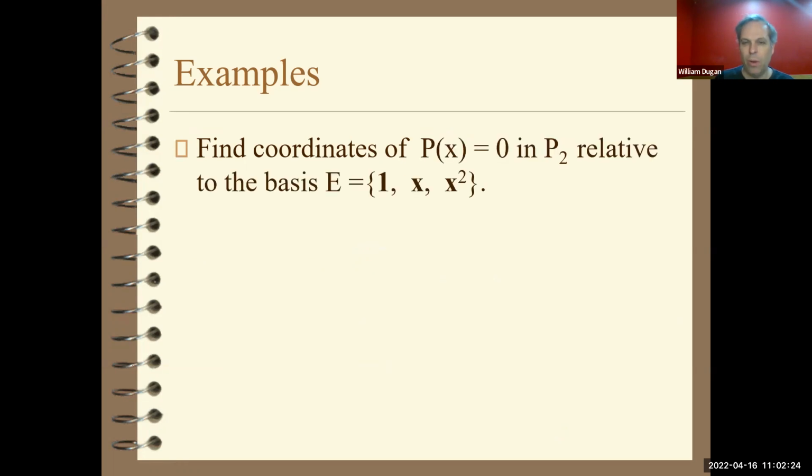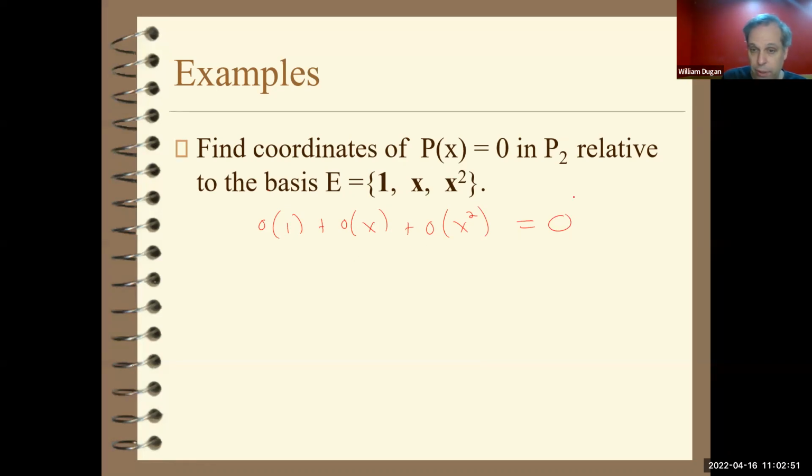Okay, so let's do another one. What if I wanted to know what are the coordinates of the zero vector, the zero polynomial, in the set of polynomials of degree 2 or less? Well, notice though that if you want to, you could take 0 times the vector 1 plus 0 times the vector x plus 0 times the vector x squared, and that would then equal the 0 vector.